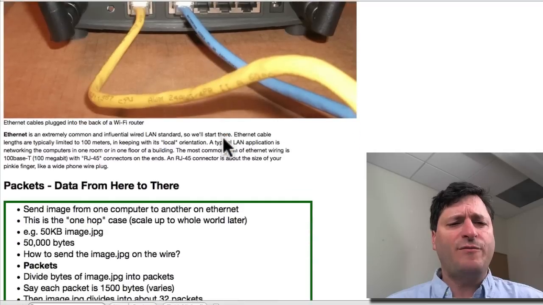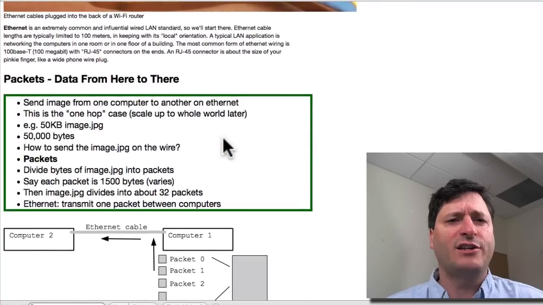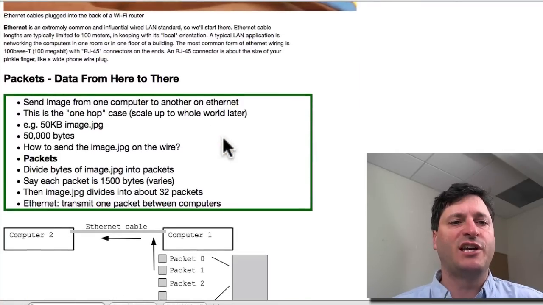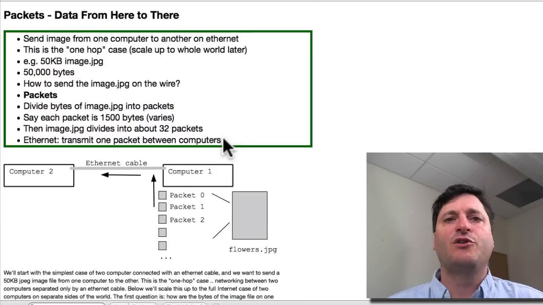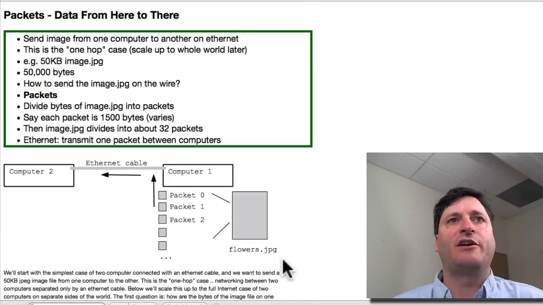So what I want to figure out is, if you have these wires, how does the data get from one place to another? The case I want to consider is, let's say, here on computer one, I've got flowers.jpg, just a file with a lot of bits in it, and I want to think about how I would send that over the Ethernet cable to computer two.